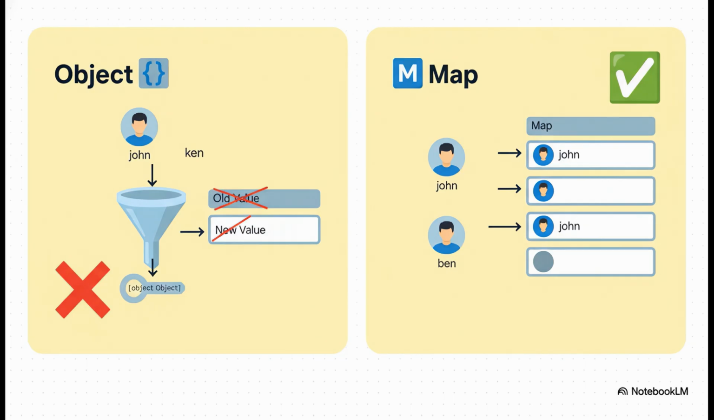Okay, let's put these two head to head. On the left, with the object, any non-string key gets forced into being a string, which is what causes our collision problem. But on the right, with a Map, the key keeps its original type and value. The John object is treated as completely distinct from the Ben object, no confusion.